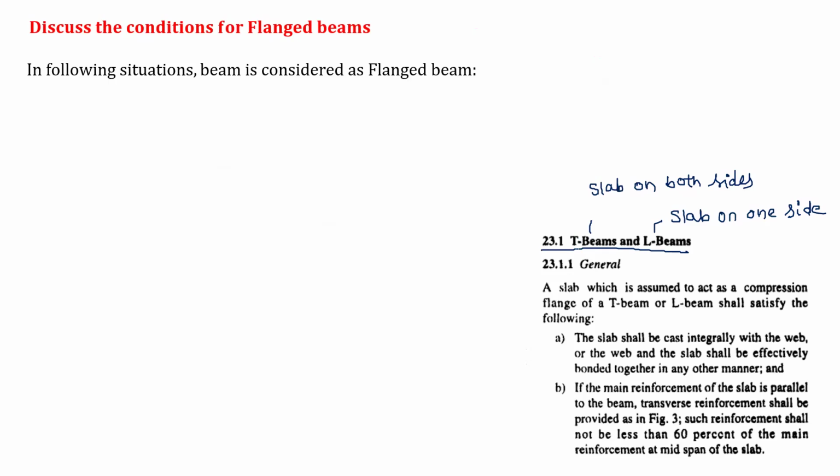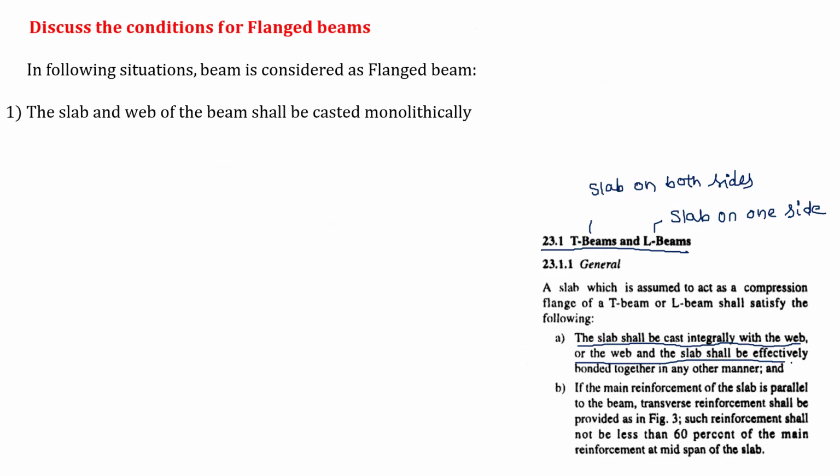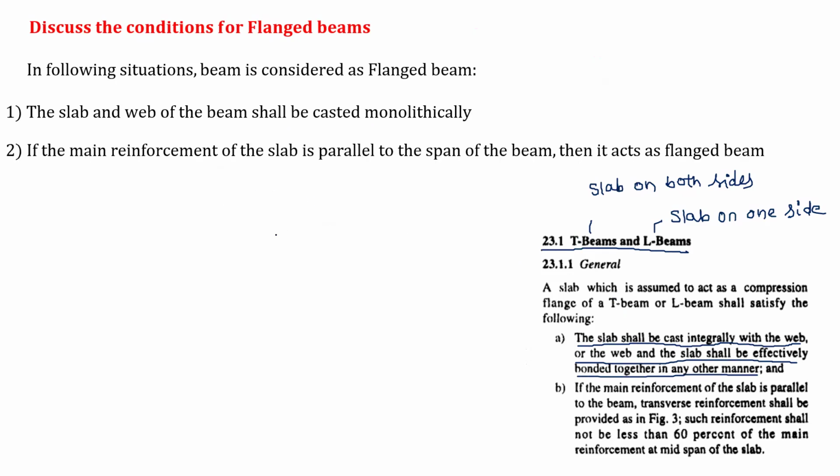In the following situations, a beam is considered as a flange beam. The slab and web of the beam shall be cast monolithically. They have mentioned over here: the slab shall be cast integrally with the web, or the web and the slab shall be effectively bonded together in any other manner. So this is first. What is second? Now you can read it.